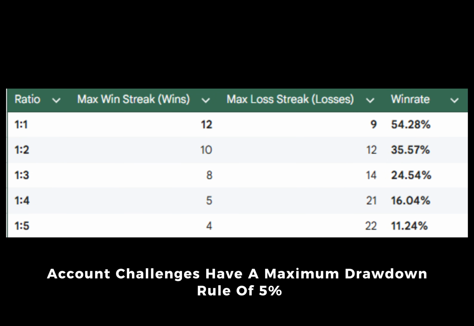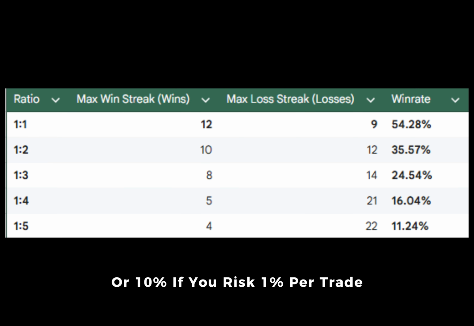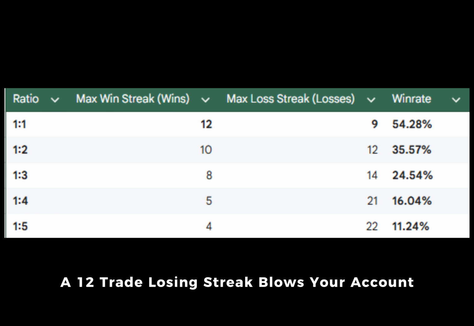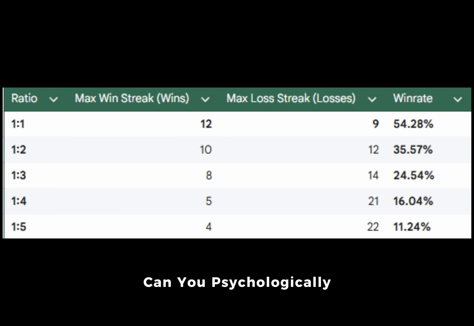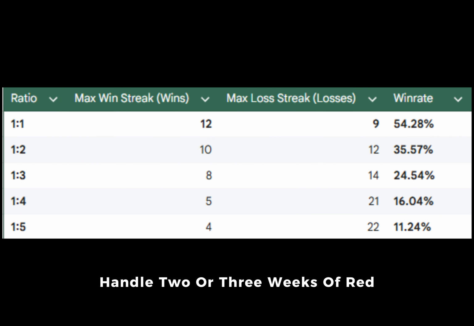Most funded account challenges have a maximum drawdown rule of 5% or 10%. If you risk 1% per trade, a 12-trade losing streak blows your account. You are out of the game. Even if you risk 0.5%, can you psychologically handle 2 or 3 weeks of red?